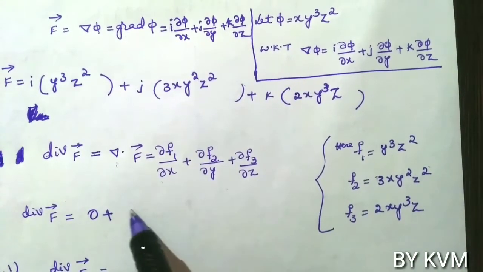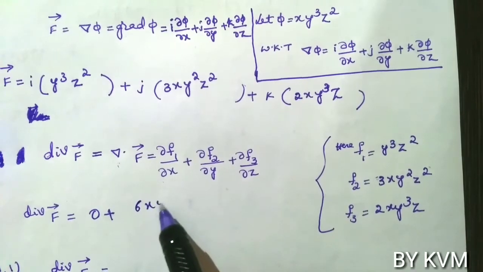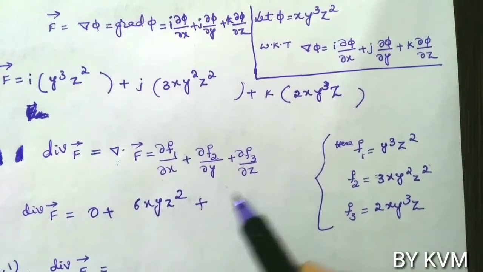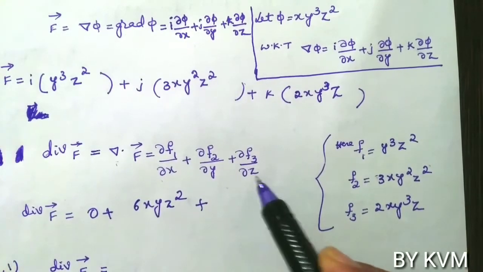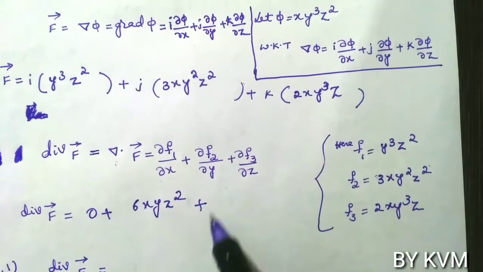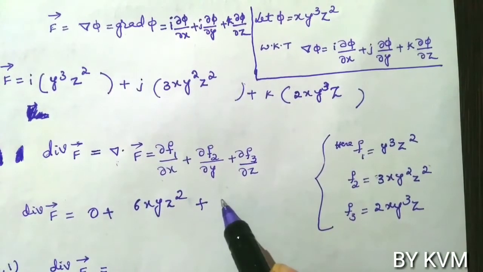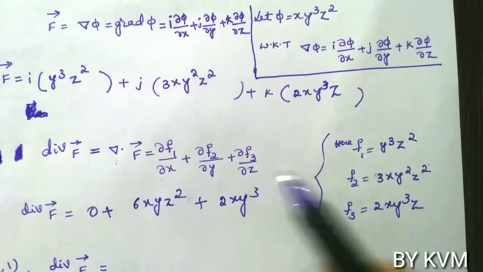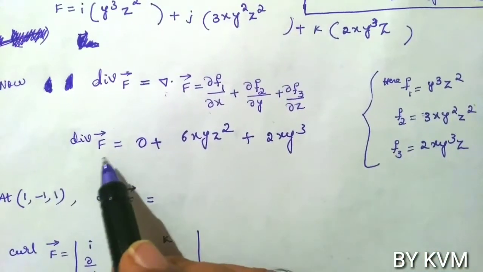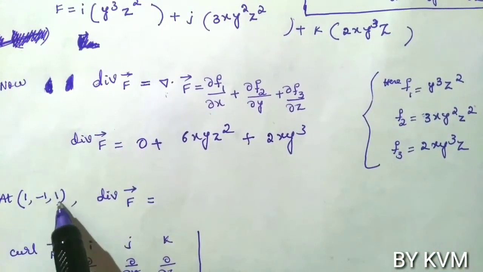So x and z are constants, so 6xyz square plus ∂f3/∂z means differentiate f3 partially with respect to z. X and y are constants, so 2xy cube. So now we have to find the divergence of vector f at the point (1, -1, 1).